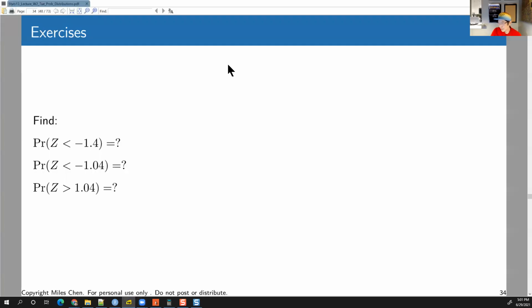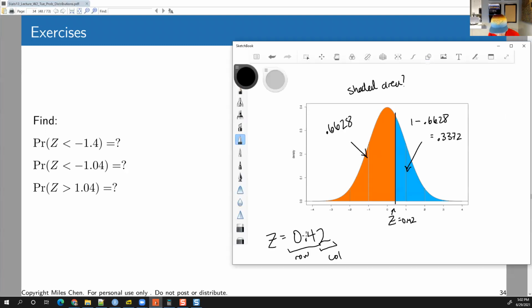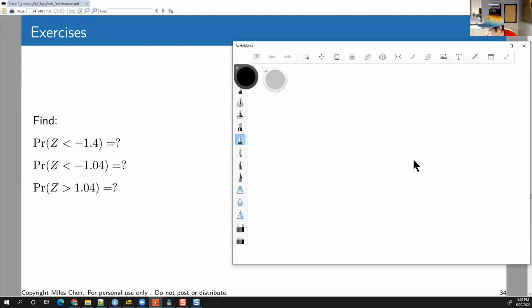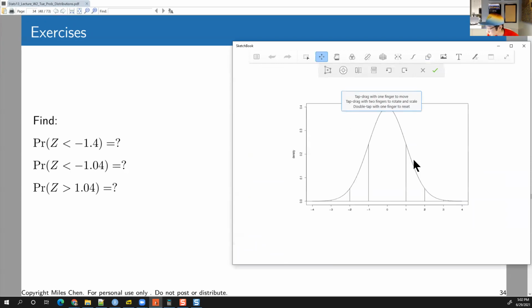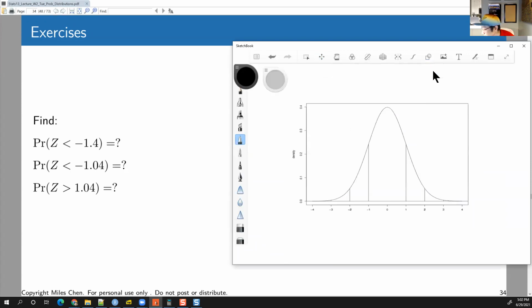All right, so let's go over our answers. Here we just asked, what is the probability that z is less than negative 1.4? I'm just kind of arbitrarily drawing this, that's not quite right, but something like that. And so if we shade in everything to the left there, we're going to go to our table here.